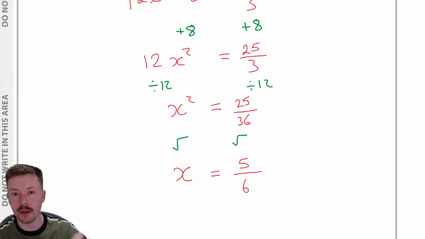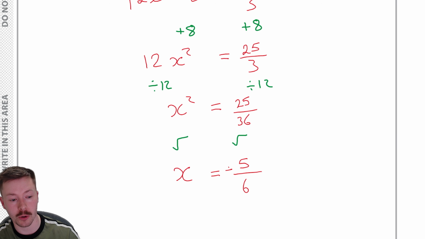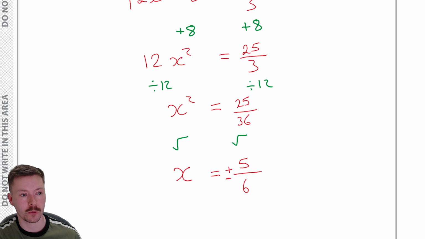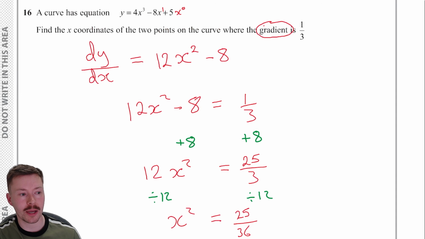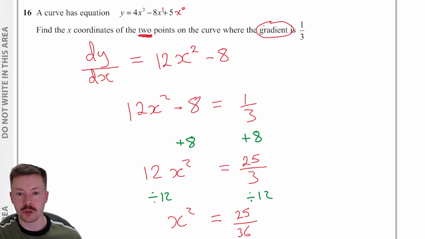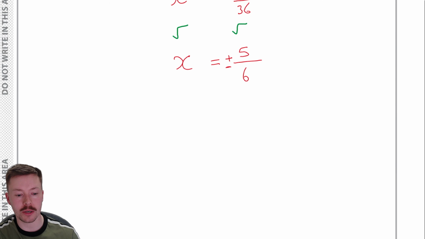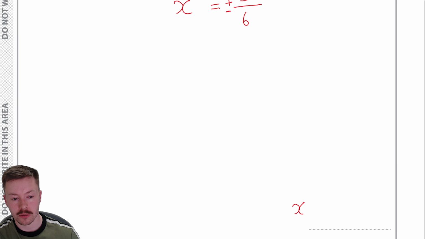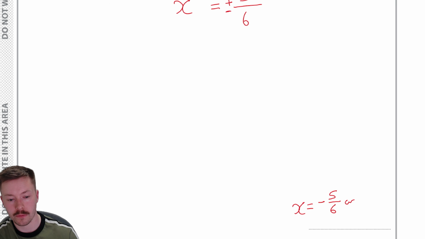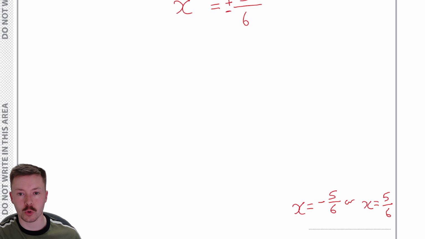However, we need to be careful here because when you square root, you get two answers. You get a positive, and you get a negative. And it does say in the question, it gives this away. It says find the x coordinates of the 2 points on the curve. So the x coordinates are minus 5 over 6. Okay, so x is equal to minus 5 over 6, or x is equal to plus 5 over 6. They are our 2 points, or 2 x coordinates, which is all we need.